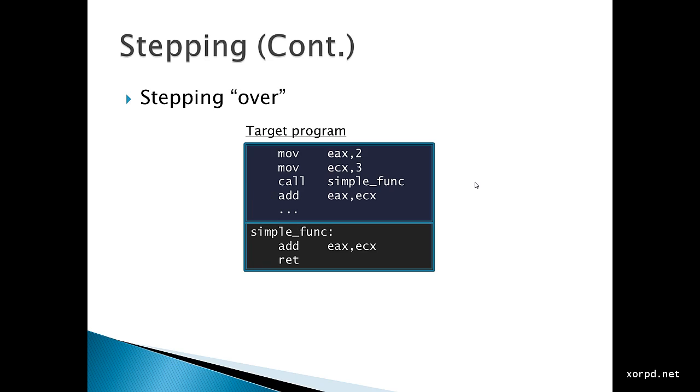Next, let's talk about stepping over. Stepping over will have exactly the same effect as stepping into for usual instructions. However, when we get to a call instruction, if you step over, the debugger will not care to take you to those instructions inside the function. It will just execute all of this function really fast and get you here to the next instruction. This is the effect of stepping over.